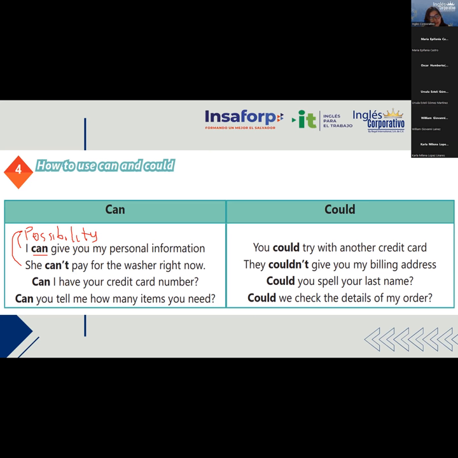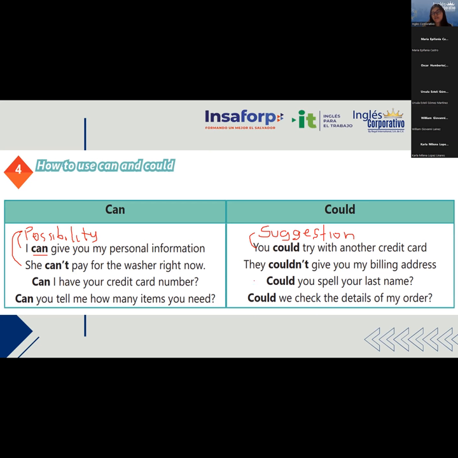Check the question. Can I have your credit card number? Can you tell me how many items you need? In that case, you have a request, right? Can you tell me how many items you need? You could try another credit card. In this case, you are making a suggestion using could, right? We're not talking about ability from the past. We're making a suggestion. It's not a request. A request is a question, right?